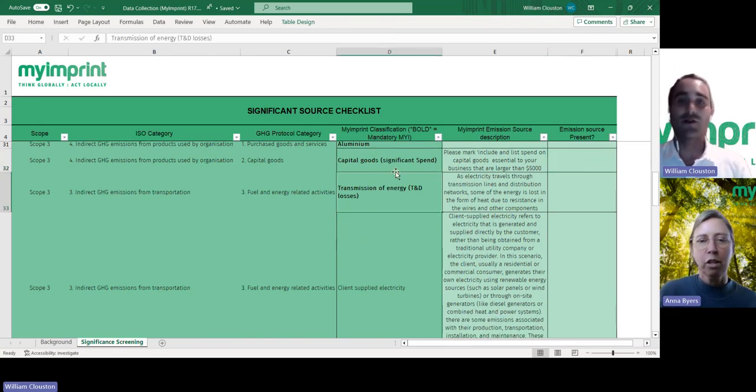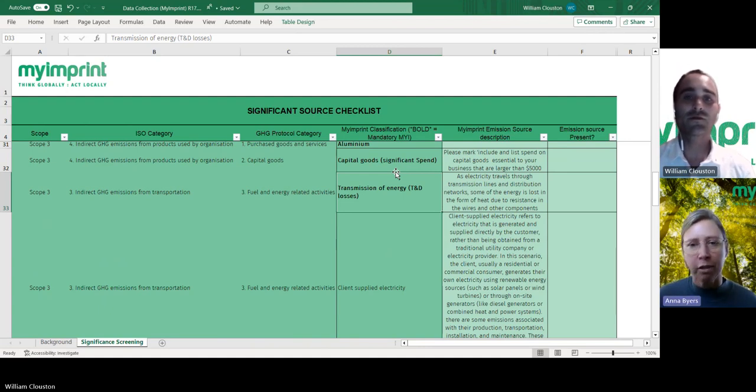T&D losses. Sorry, William, I was just going to say there that with that capital goods, we've given a guide of $5,000. If you've got a larger organisation, you might need to put that level up a little bit. And if you've got a smaller organisation, then you might need to put that down a bit. So it's just a guide at this stage.